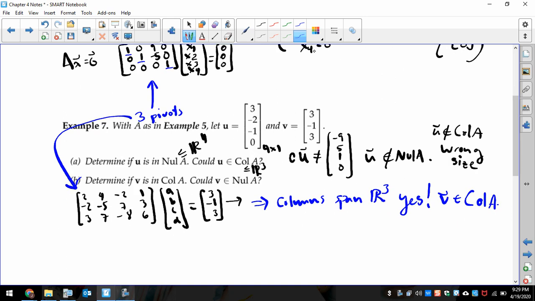Then they ask, is V in null A? No, wrong dimension. So V is not in null A. V is in R3. Null A is a subspace of R4. So they're just the wrong size vectors. You can't be in the same space if you're the wrong size.